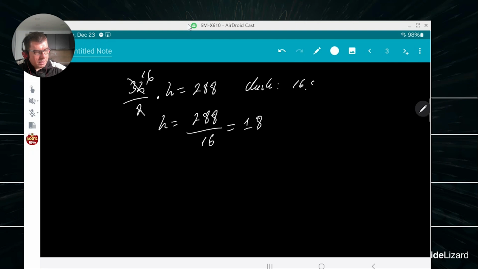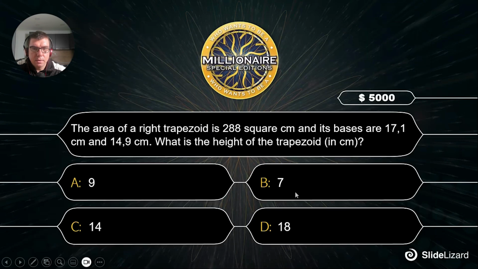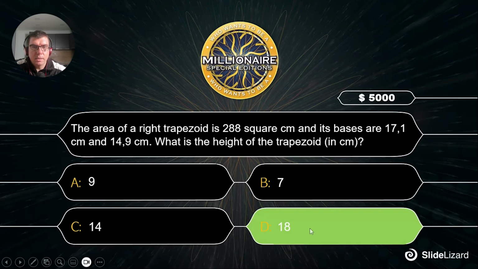16 times 8 is 8 with a remainder of 4. 8 plus 4, 12. That's correct. So the answer is 18 centimeters. Let's see if that is correct. D. Yes, it's D. Let's go to the next one.